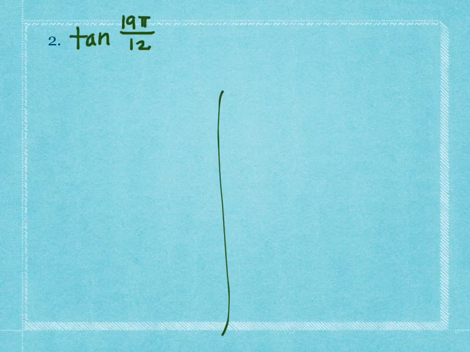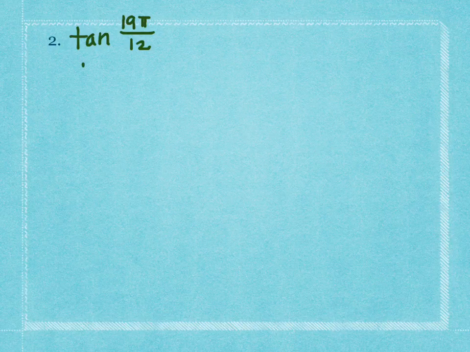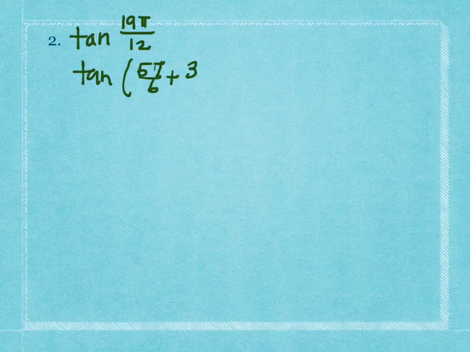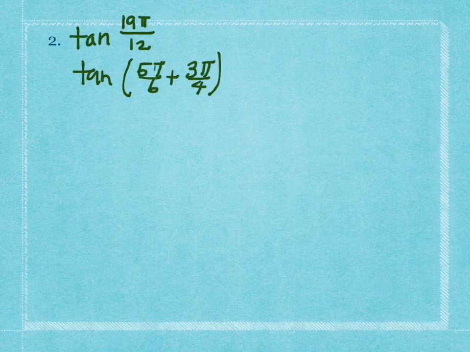Okay, so whoops, let's try that again. So we can rewrite this as tangent of 5 pi over 6 plus 3 pi over 4. The tangent formula is a little bit more cumbersome to work with. Okay, so let me show you what's going to happen.